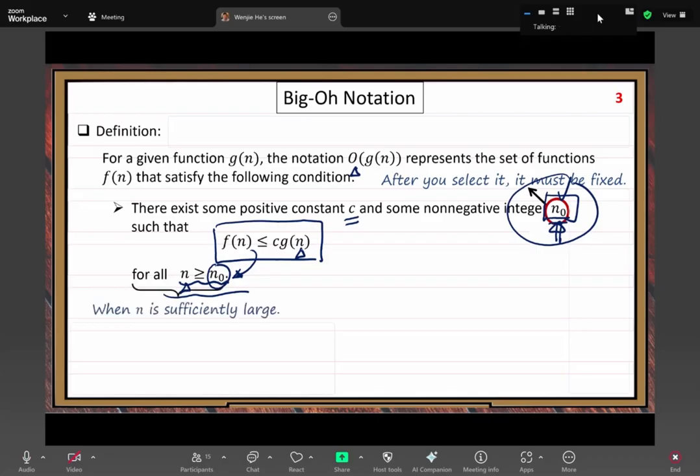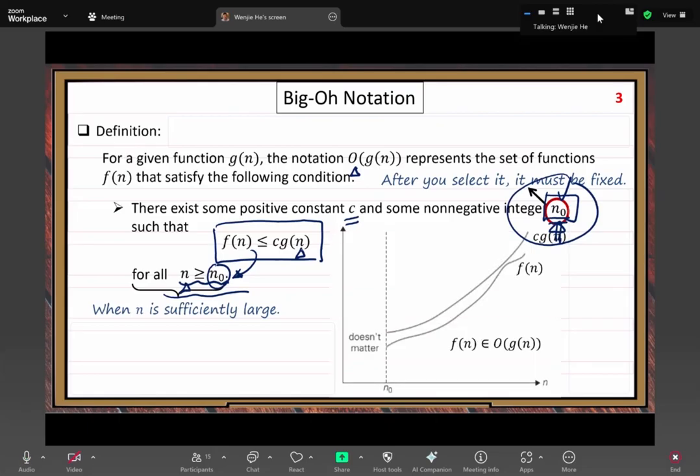So that's our understanding of this formal definition of big O notation. All right. Then let's look at the graph here.